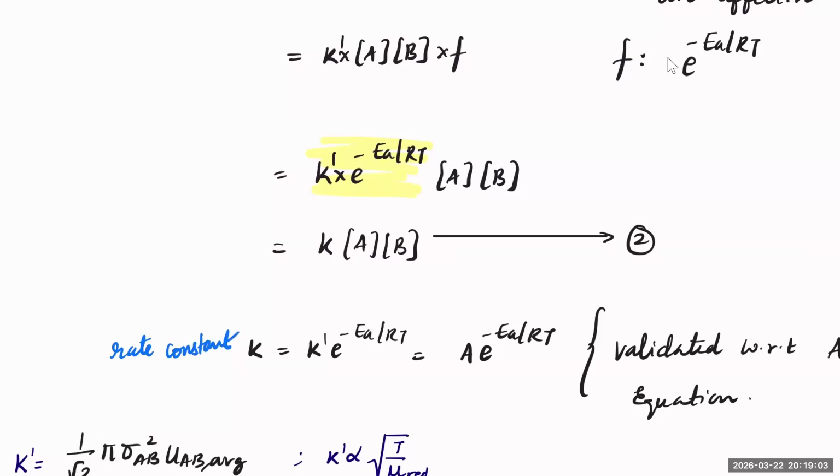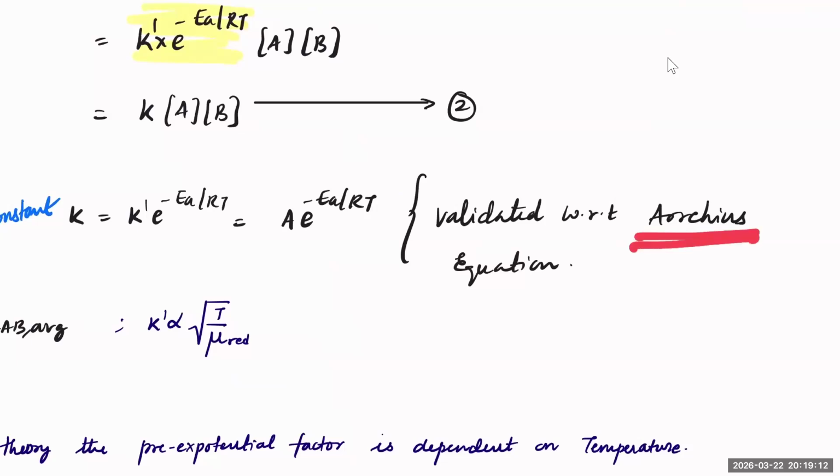So rate constant K is equal to K dash into exponent power minus EA by RT, which we validated with the Arrhenius equation, which is similar to this. K dash was similar to A e raised to power of minus EA by RT. So that's how you can see theoretically and practically we get the same thing.